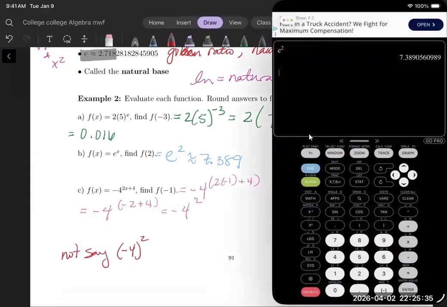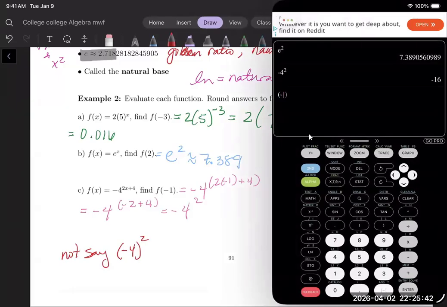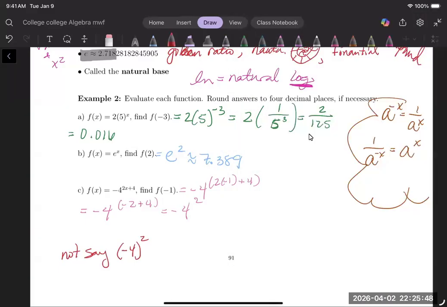So let me show you what I'm trying to show you. -4 squared is -16 versus (-4) squared is +16. So really you can shoot yourself in the foot if you're not paying attention to that negative placement. So please keep your feet safe. Oh, changed colors by accident. So sorry. Anyways, the answer is -16.